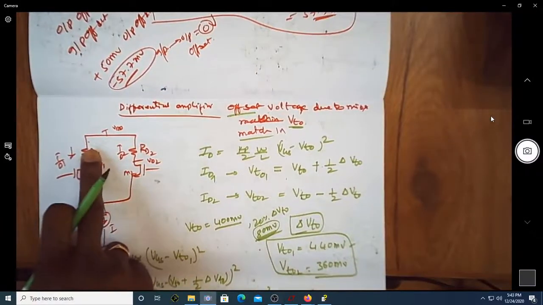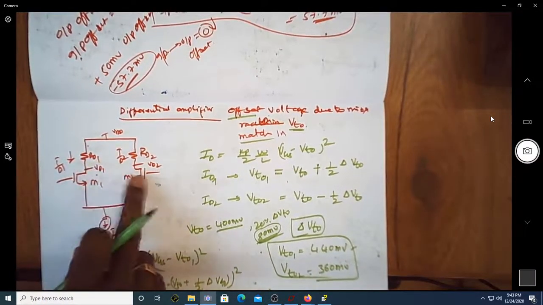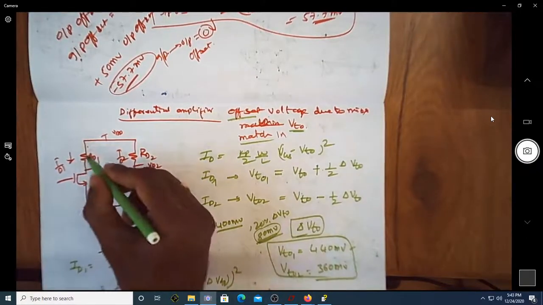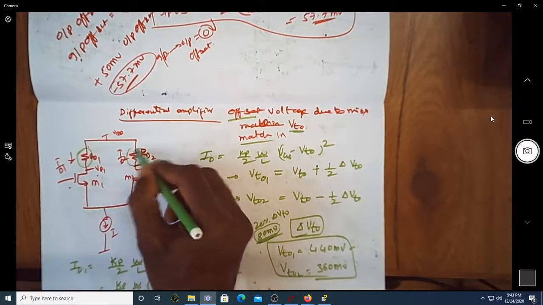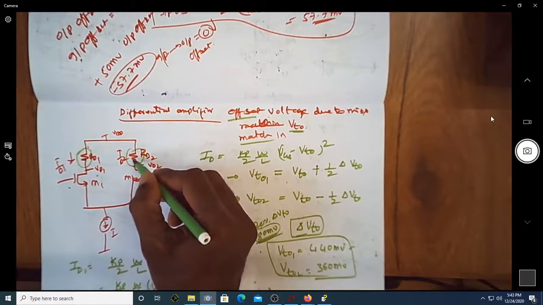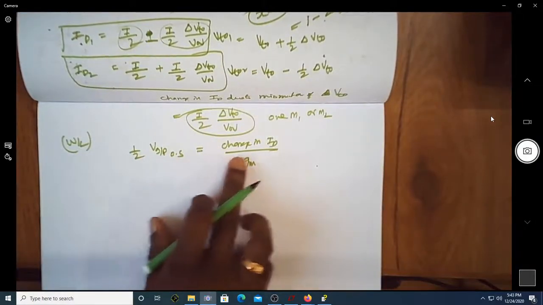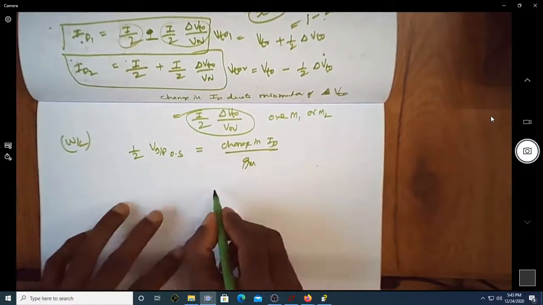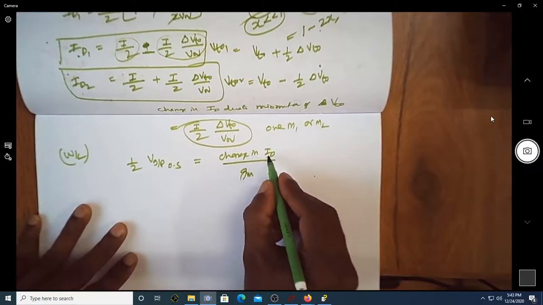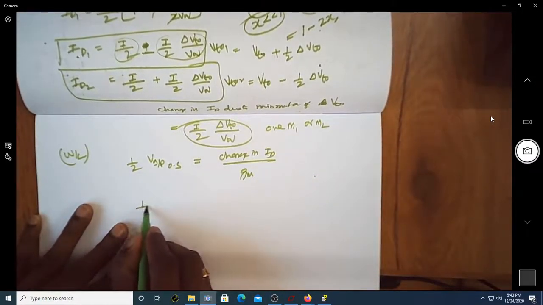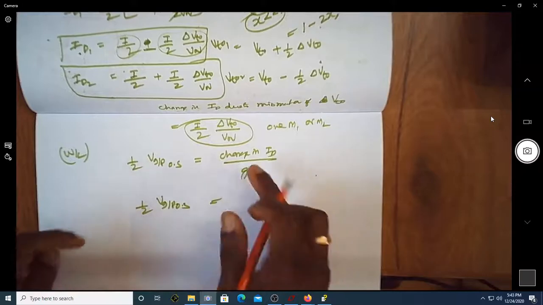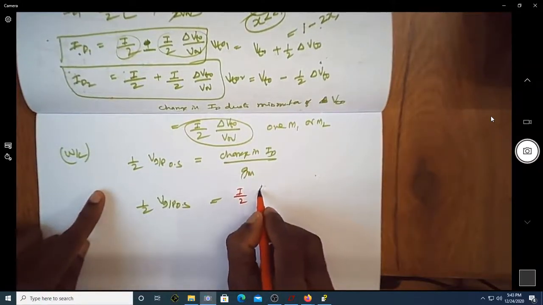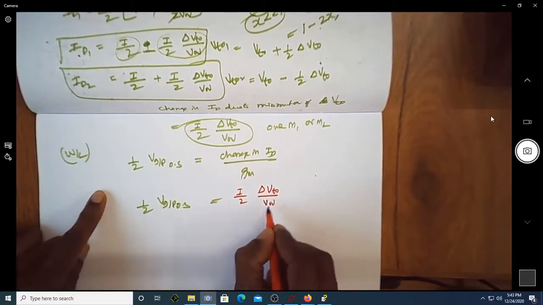Why we are considering half is because it is only half of the entire circuit that changes. Since we have considered the values of VTO as symmetrically changed, whatever change in current is happening, if you want to nullify this, you apply half of the offset voltage. Another half will be utilized to nullify the other voltage. So half of the input offset voltage is nothing but change in ID divided by GM. Let us get the expression for this input offset voltage. Half of V input offset is equal to change in ID, which is I by 2 delta VTO by VOV, divided by GM.